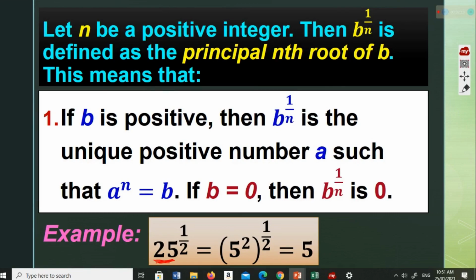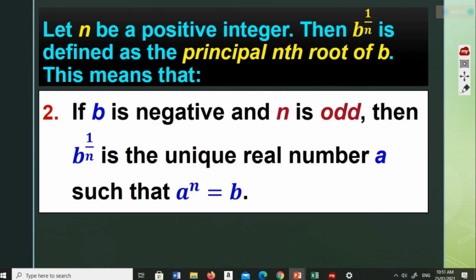Kapag yung b ay 0, then yung 0 raised to 1/2 ay 0. Ito yung ibig sabihin ng naka-highlight dito na red. Okay, next. And not negative 5. Okay, next. Kapag naman, if b is negative and n is odd, then b raised to 1 over n is the unique real number a such that a raised to n is equal to b.